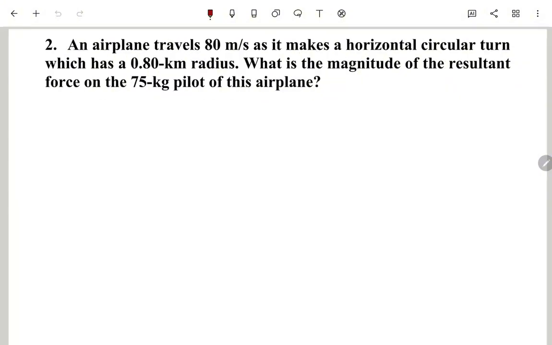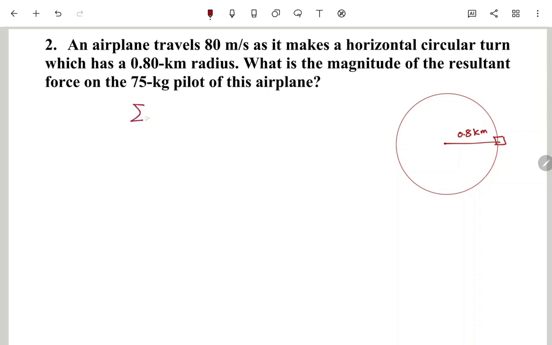kilonewtons. An airplane travels 80 meters per second as it makes a horizontal circular turn which has 0.8 kilometer radius. What is the magnitude of the resultant force on the 75 kilogram pilot of this airplane? Now here's the circular path, let's see here, and the radius for this circular path, this one here, it's 0.8 kilometers, and here's the airplane.